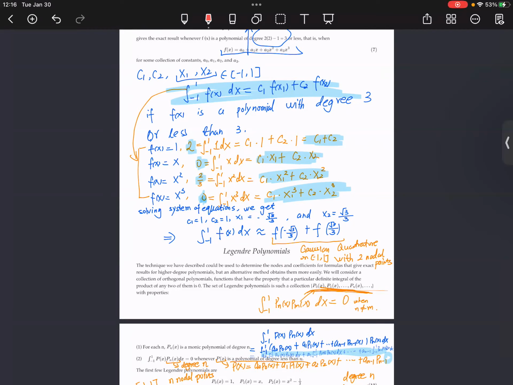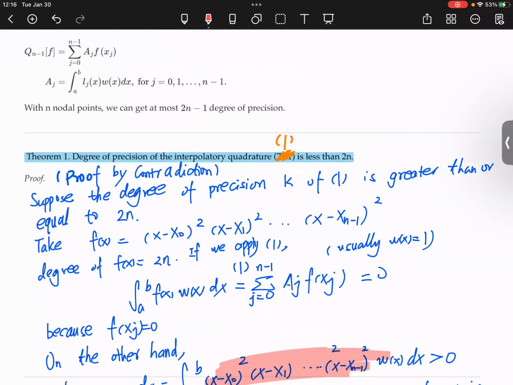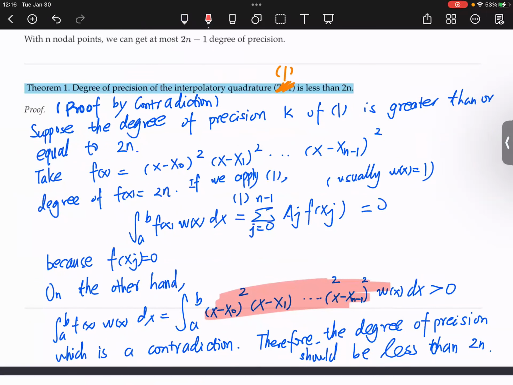what is the degree here? I'm not sure, I'm having some difficulty reading that one. Which question are you asking? Yeah, it was this one.